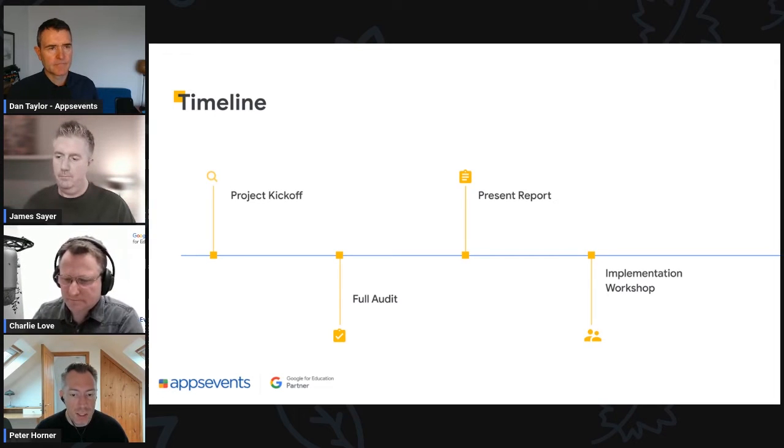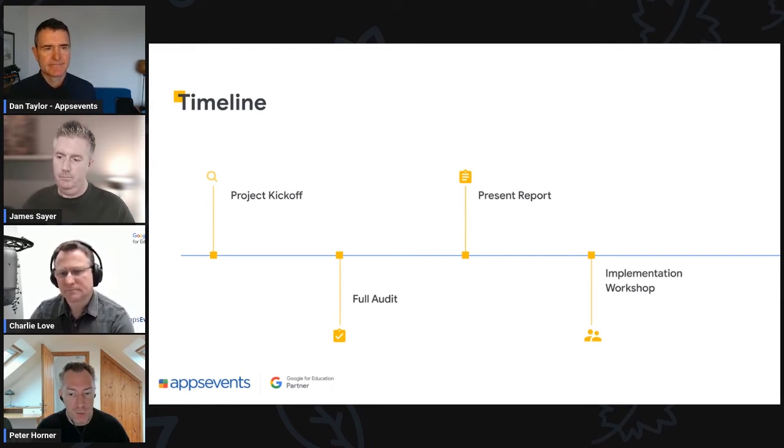So in terms of the audit, this is what it looks like. We kick off with a meeting with the school. We learn a little bit about what you want to achieve out of it, and we get to tell you in more detail about what's going to happen in the audit. Then we launch into the full audit. That normally takes from 3 to 5 days, depending on the size of domain. And once we've collected all that data and created our report, we'll present that back to you and give you the opportunity to ask questions about that.